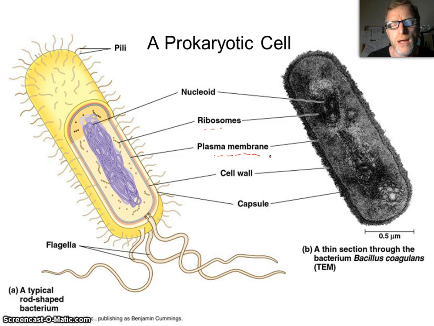Okay, prokaryotic or bacterial cells also have cell walls. So plants aren't the only cells with cell walls. Bacteria, fungus, and some protists have cell walls as well. And then some bacterial cells have a capsule that helps to keep them safe and protected when they're in a harsh environment. It allows them to survive through some adversity.